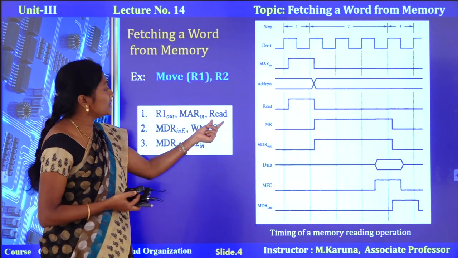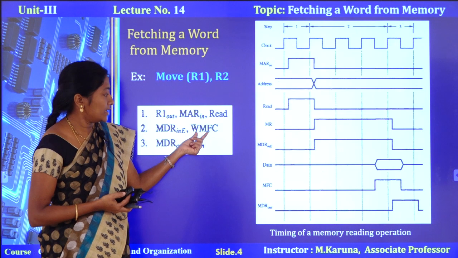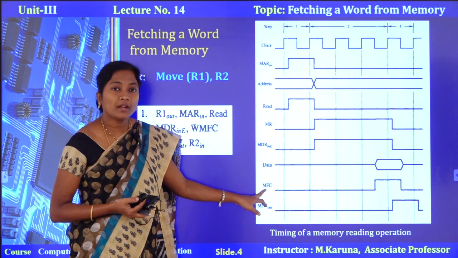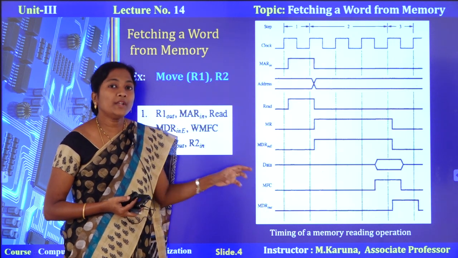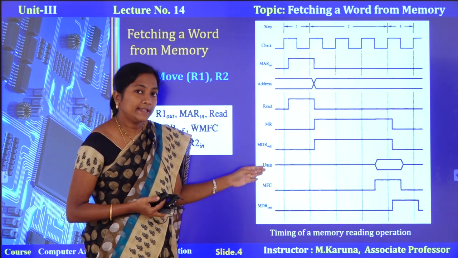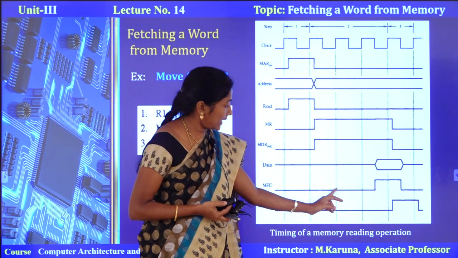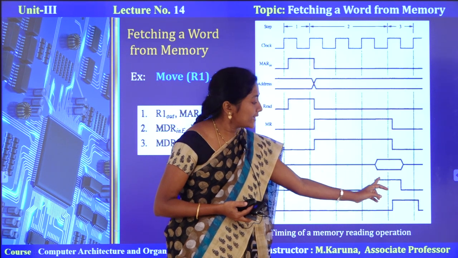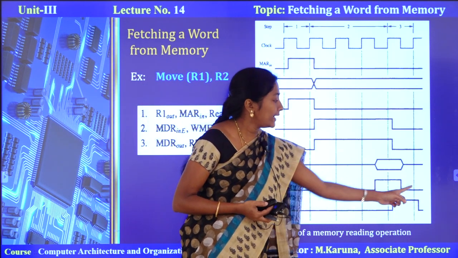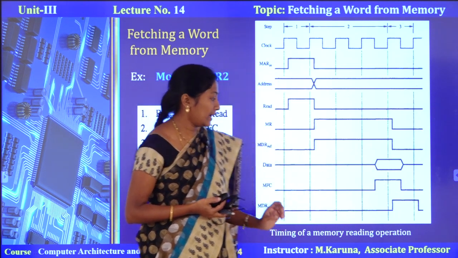Now after issuing the read signal, the processor enters a waiting mode for the memory function completion control signal. Whenever the memory places the data on the data bus, this memory function completion signal indicates the availability of data. Whenever the memory places the data at the specified address on the data bus, at that time the memory sends a high signal to the processor.